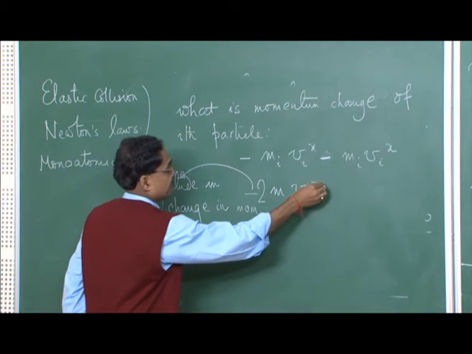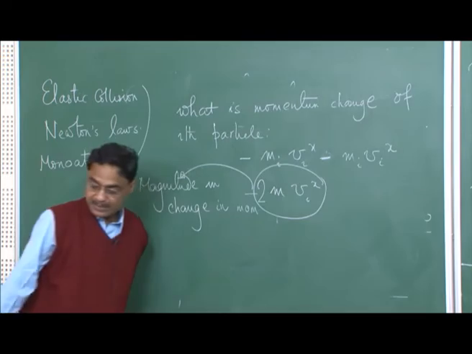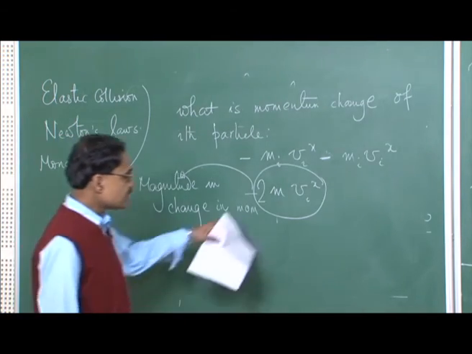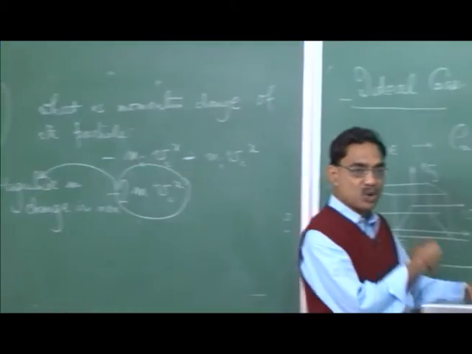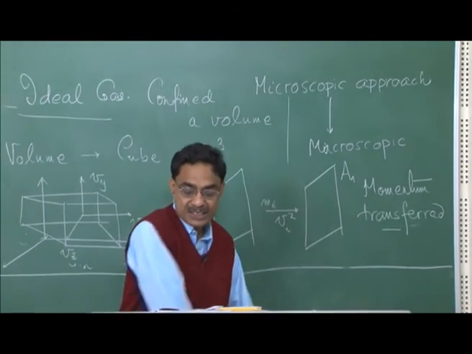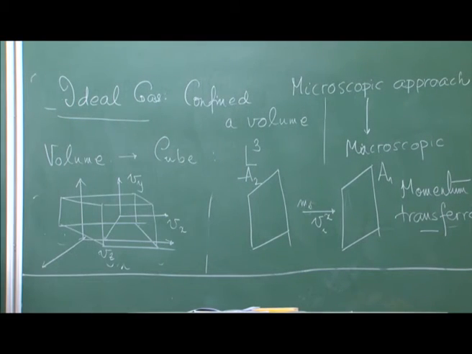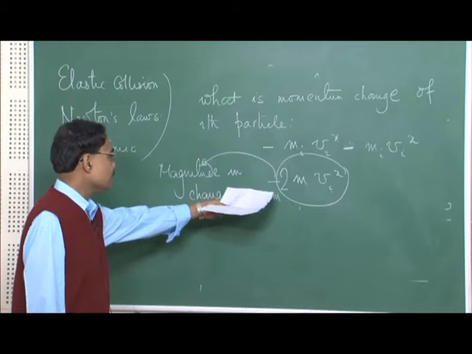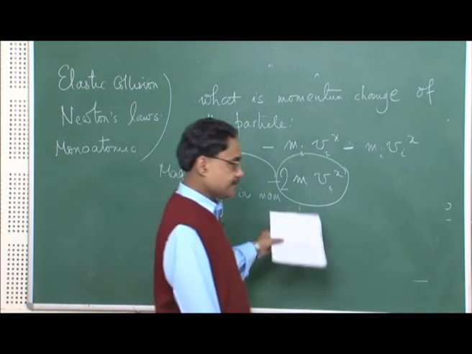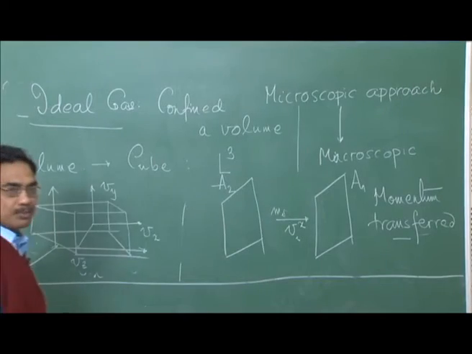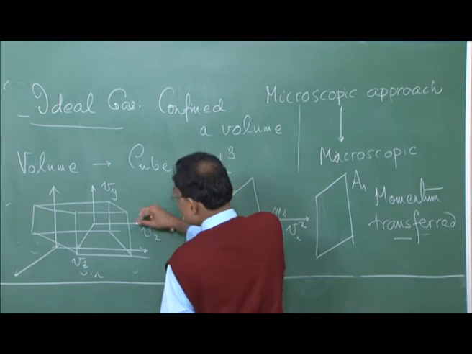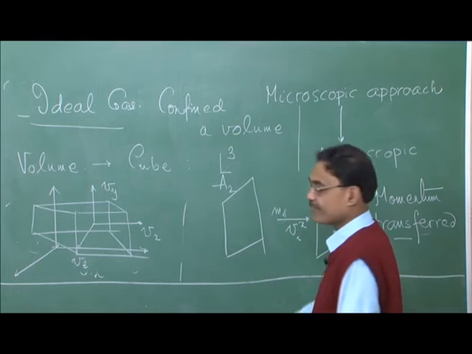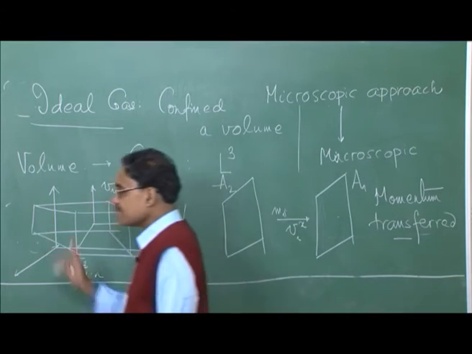It's just this quantity. So, this much momentum has been transferred also to the wall, right. So, for particle number i, the change in momentum of the particle is this, and this amount of momentum has been transferred to this A1 face.